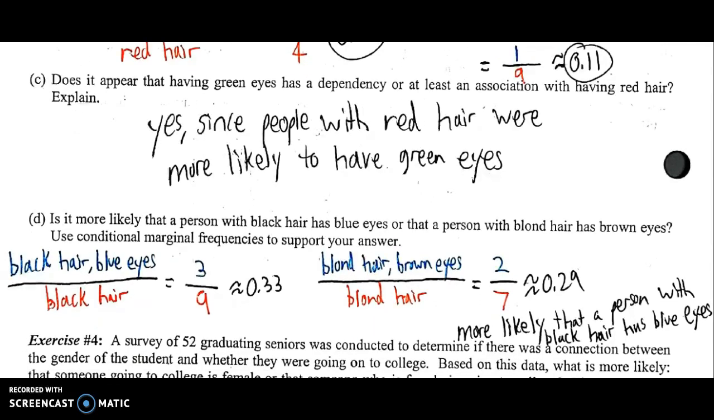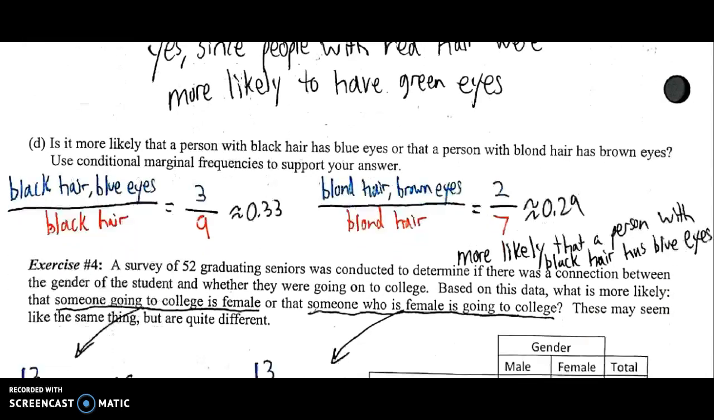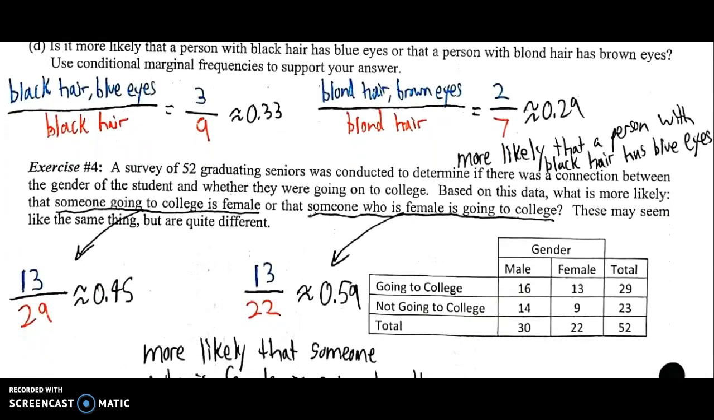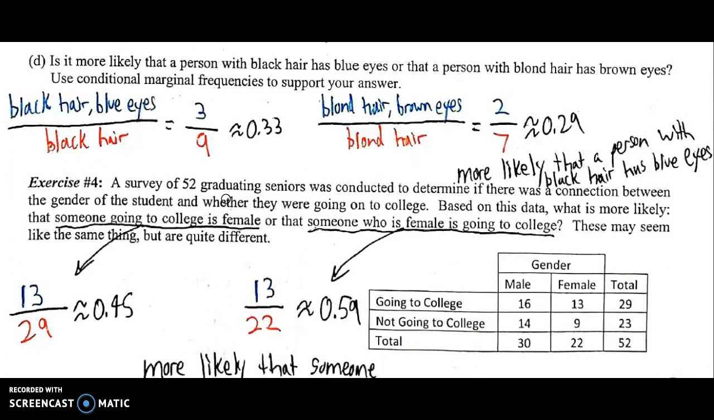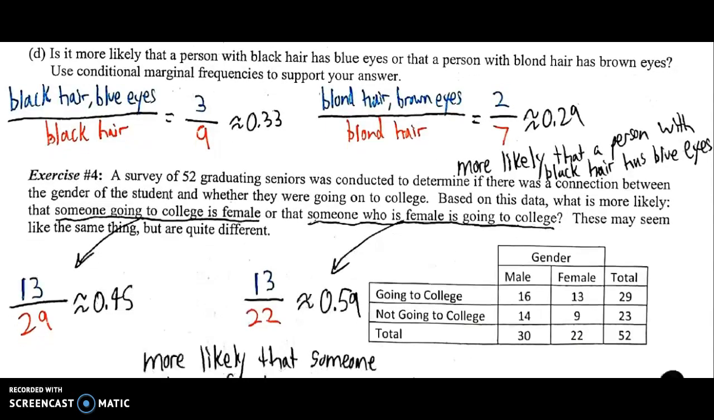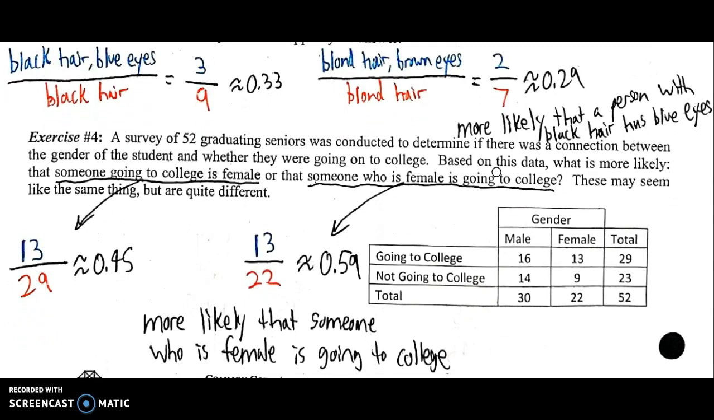So one last table to answer these same types of questions. This table we're given 52 graduating seniors, and we're trying to find out if there's a connection between gender and if they're going to college or not. So there's 2 different questions that you could ask like this, but are pretty closely related. We want to figure out what's more likely, if somebody that's going to college is female or somebody who's female is going to college. And again, pretty similar questions, but based on how they're worded, the order is pretty important.